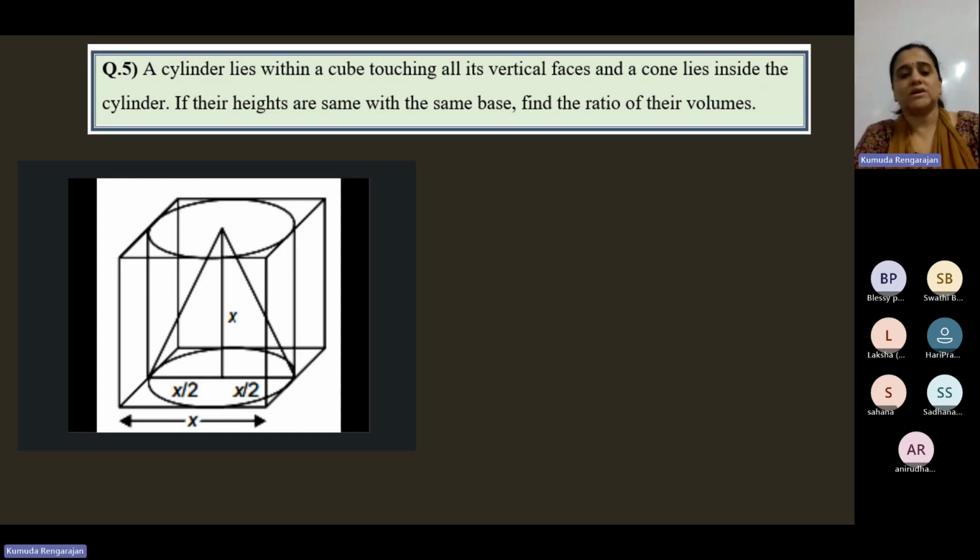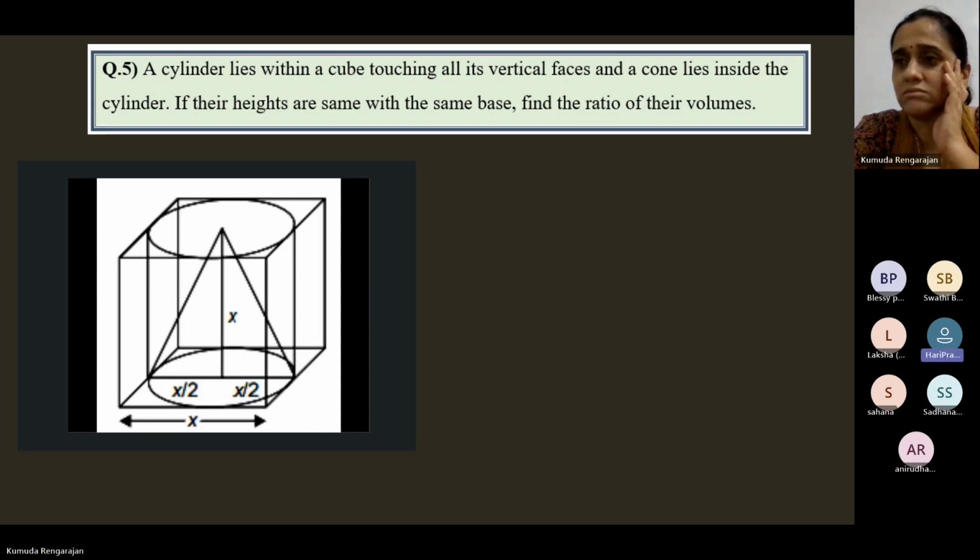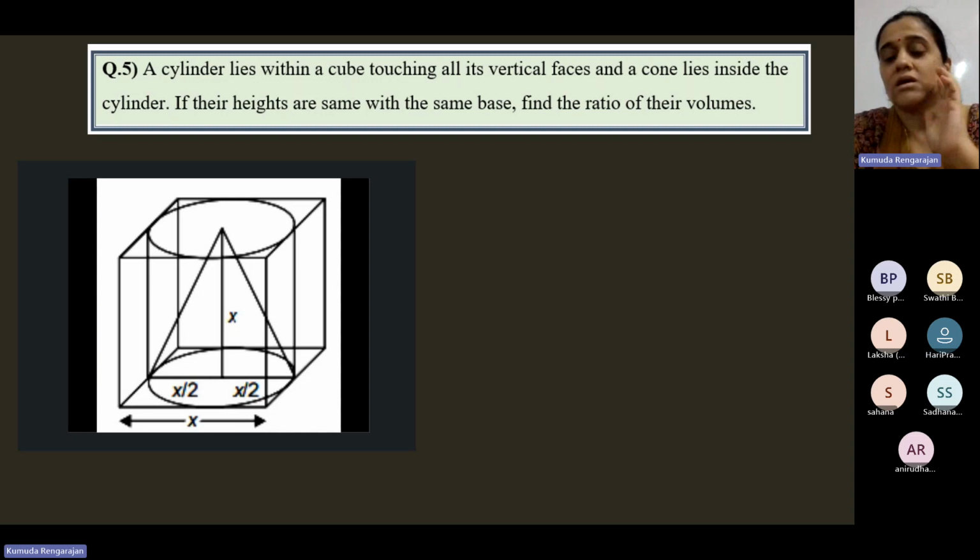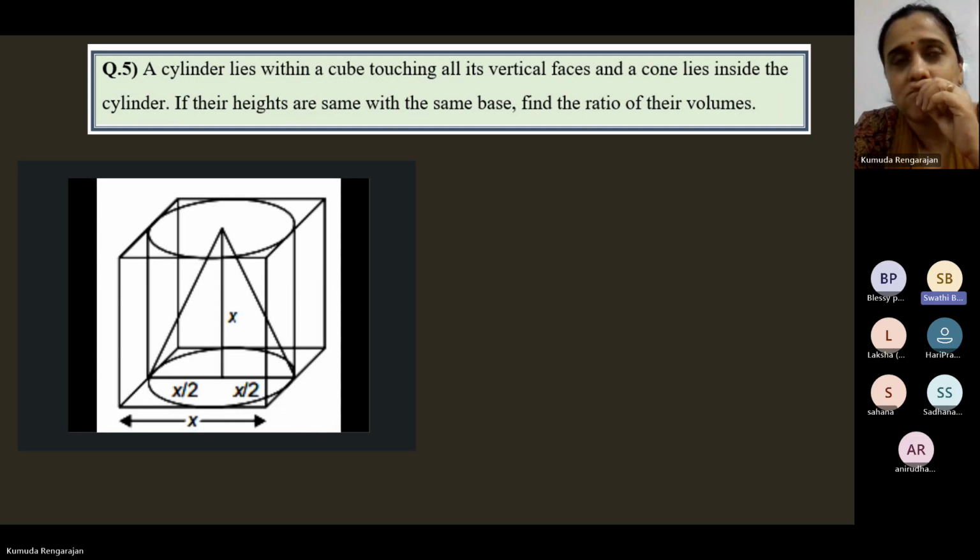Online students, my question is, if the radius of the cone is R, what is the radius of the cylinder? Miss, 2R. If the radius of the cone is R, what is the radius of the cylinder? It's also R, ma'am.